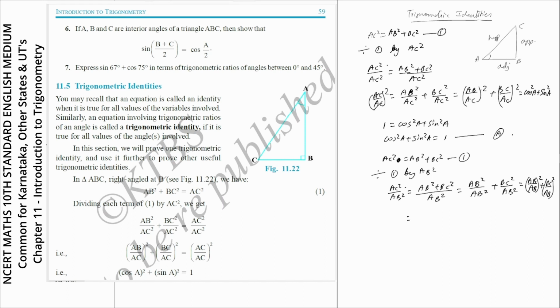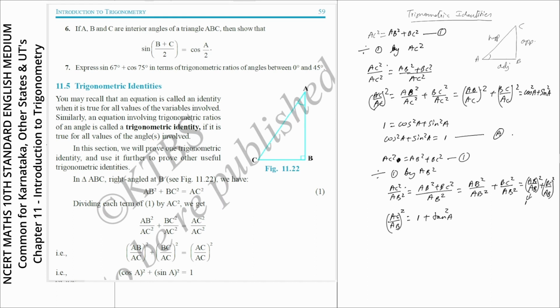Now AB by AB and AB will get cancelled and this becomes 1. In the left hand side, AC by AB the whole square I can write. Now in the right hand side, AB by AB the whole square becomes 1 plus, now BC by AB is nothing but tan A. With respect to angle A, BC by AB is tan A. Therefore BC by AB the whole square is tan square A I'll get.